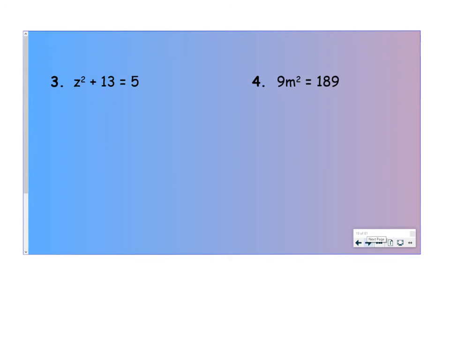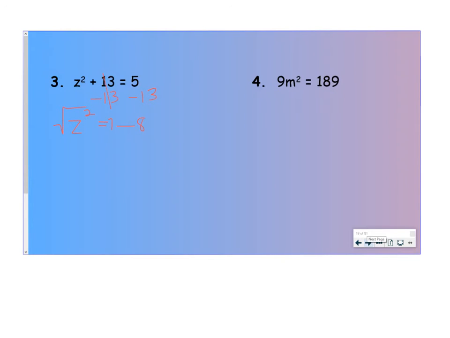Let's look at number 3. This one has ax squared, but there's no bx, right, or bz in this case. There's just a constant. So we're going to start by getting rid of that constant 13. So we're going to minus 13 from both sides. That's going to give me z squared is equal to negative 8. And then we would take the square root of both sides.